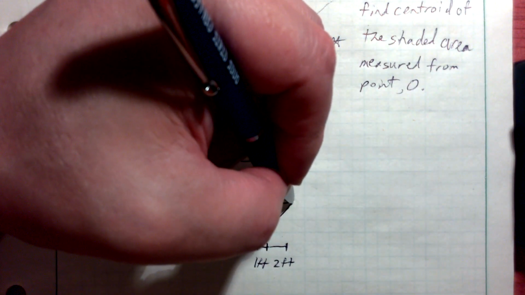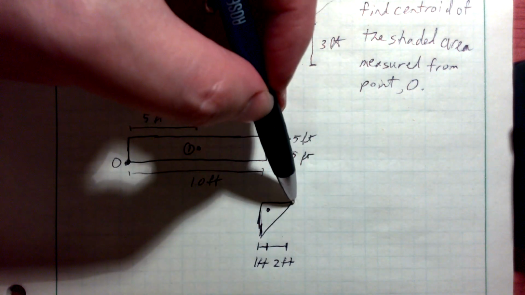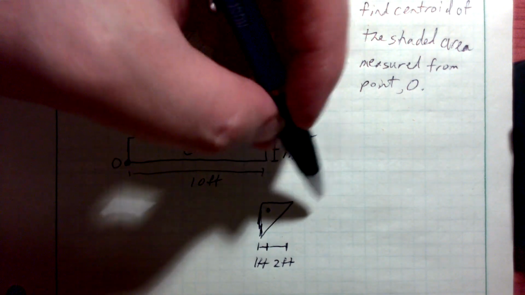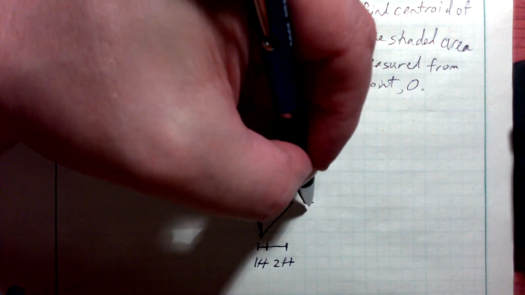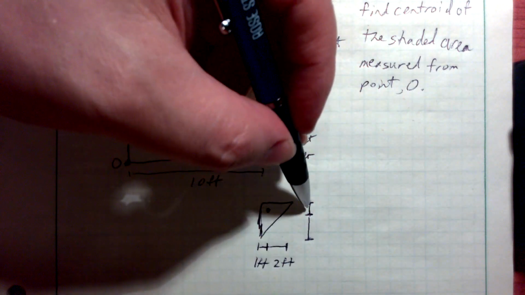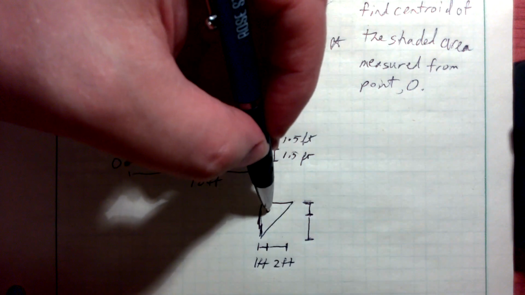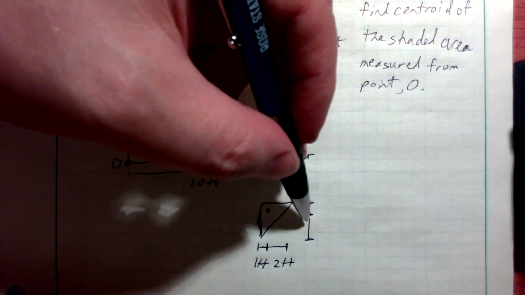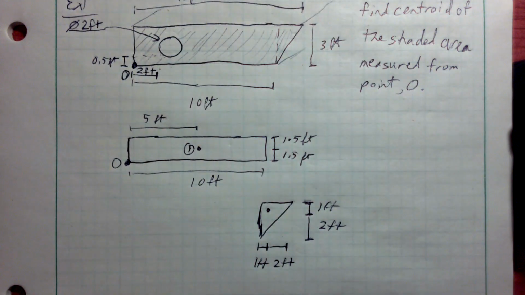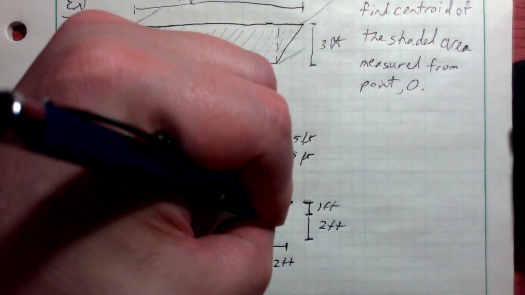So from this top edge, it's going to be 1/3 of the total length from the thick part, or 2/3 of the length from the thinner part. So it's going to be right up in here, above half. The longer distance here is going to be 2/3. Well, 2/3 of 3 foot is going to be 2 foot from the bottom, or 1 foot from the top. That's going to be the center of shape 2.